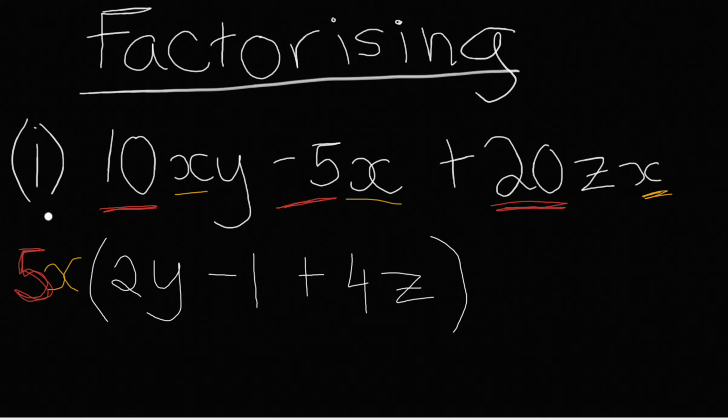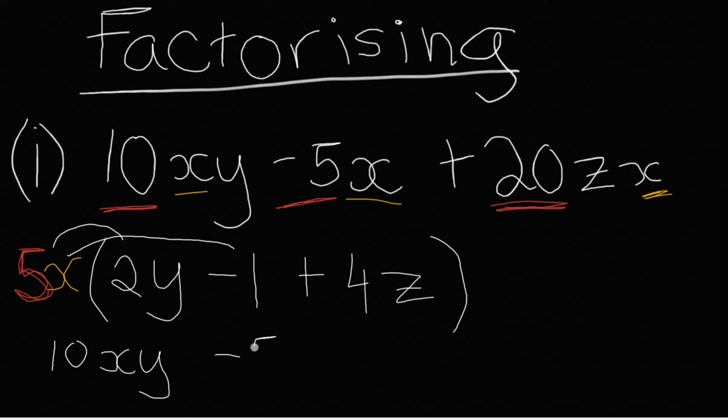right? Let's use the method we were using earlier by drawing the lines. 5x times 2y, we're going to expand it just to see if it will give us the answer, the question, right? To see if it's correct, right? 5x times 2y is 10xy. 5x times minus 1 is minus 5x. And 5x times 4z is plus 20zx. That's how you know you've factorized correctly.